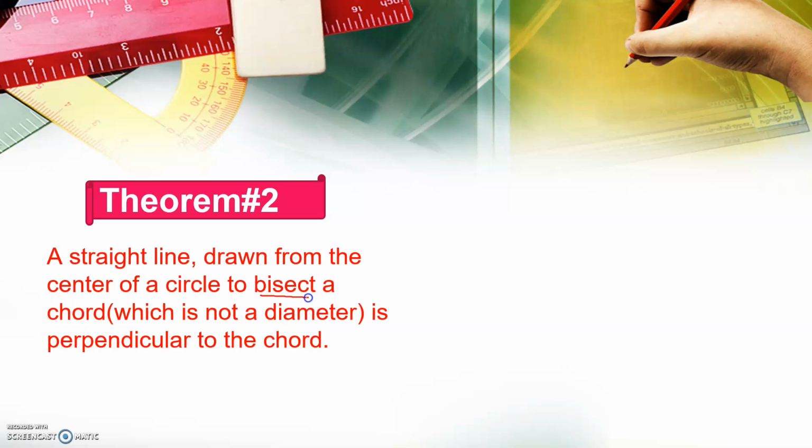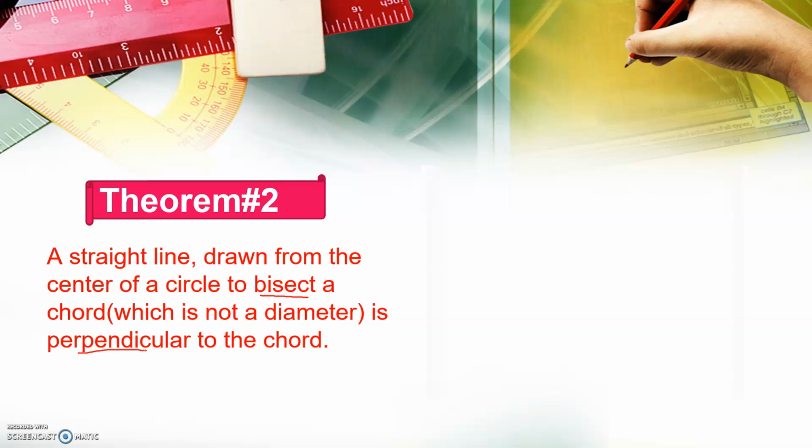Bisect means to divide chord into 2 equal lengths or parts. Perpendicular means that if we say two lines are perpendicular, then these two lines make an angle of 90 degree with each other. Students, from the given statement, first we have to know that what is given and what we have to prove.